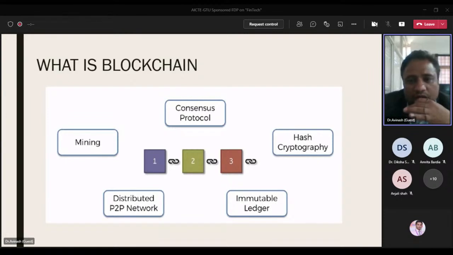Immutable ledger means something which is written into the blocks and verified cannot be changed. It cannot be changed. It becomes immutable. You cannot change it in future. That becomes the immutability, and this is one of the very important features of any blockchain concept.